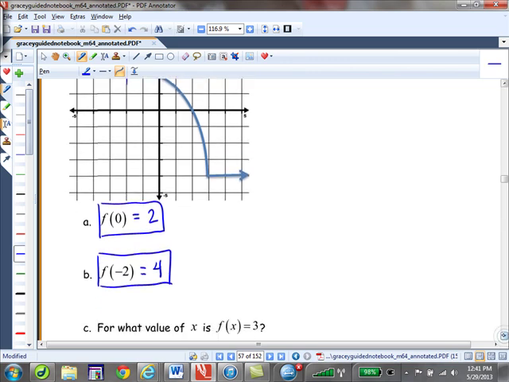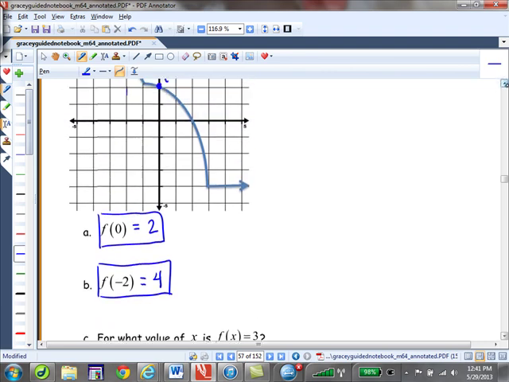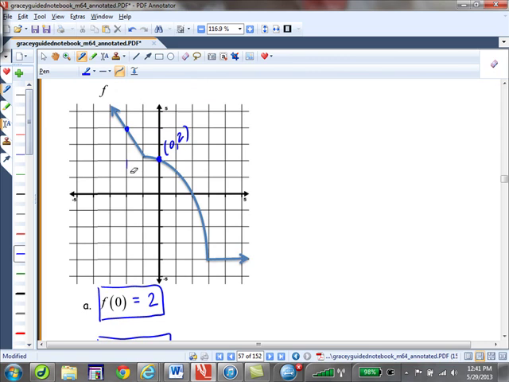And now let's see what they're asking us to do. For what value of x is the function value equal to 3? So this is a little bit different of a skill, okay? Now what we need to do is go to y equal to 3, or f equal to 3, and figure out, so here do you see that this is 3? So if we go over here and go pow, we hit the graph, and then we go down and see what x value corresponds.